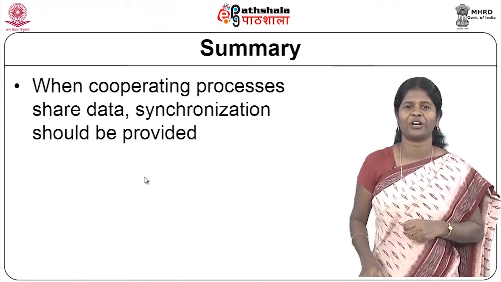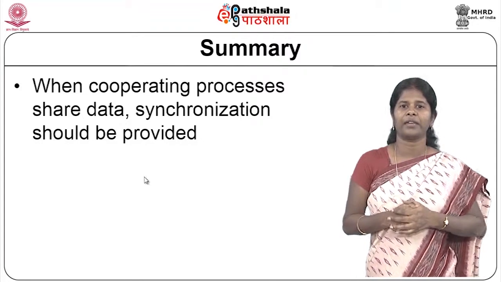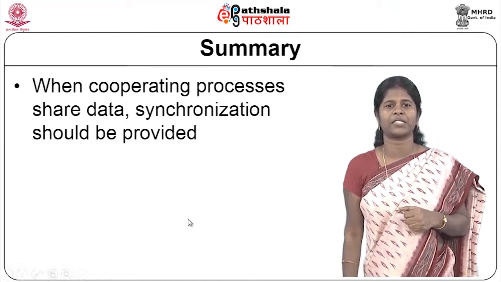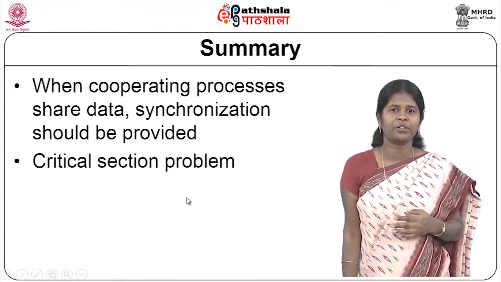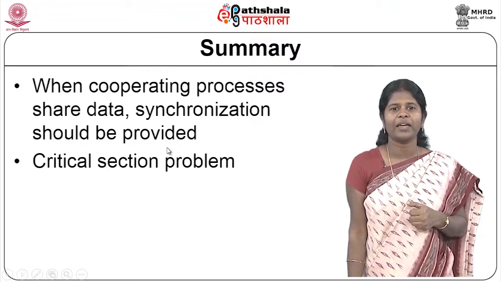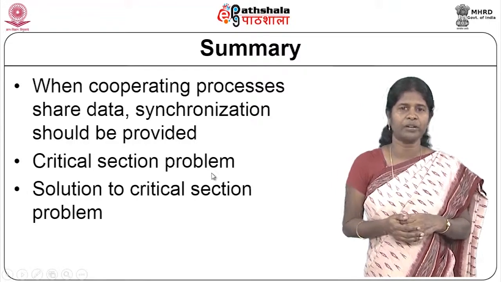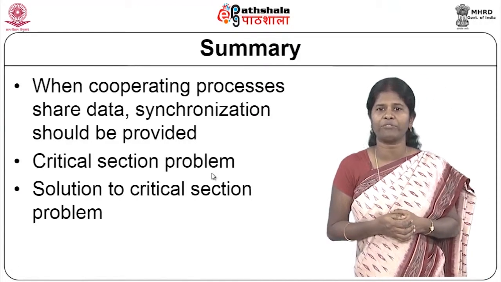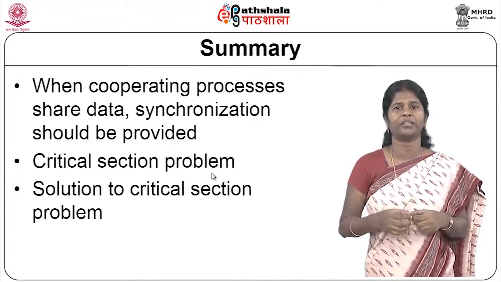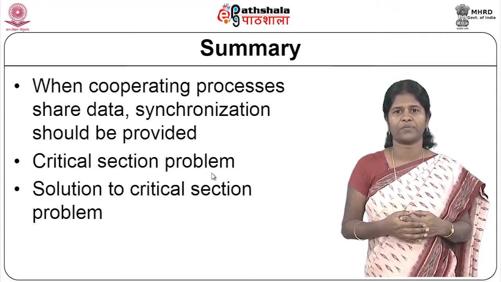So, summary of today's class: we learned that when cooperating processes share data, some kind of synchronization has to be provided, else it may result in inconsistencies of the shared data. We introduced you to the critical section problem. You learned what this problem of critical section is, and then we saw one solution to this problem, but that solution did not satisfy all three conditions required for a solution to the critical section problem. It satisfied only the mutual exclusion condition. The other conditions, progress and bounded waiting, are not satisfied.